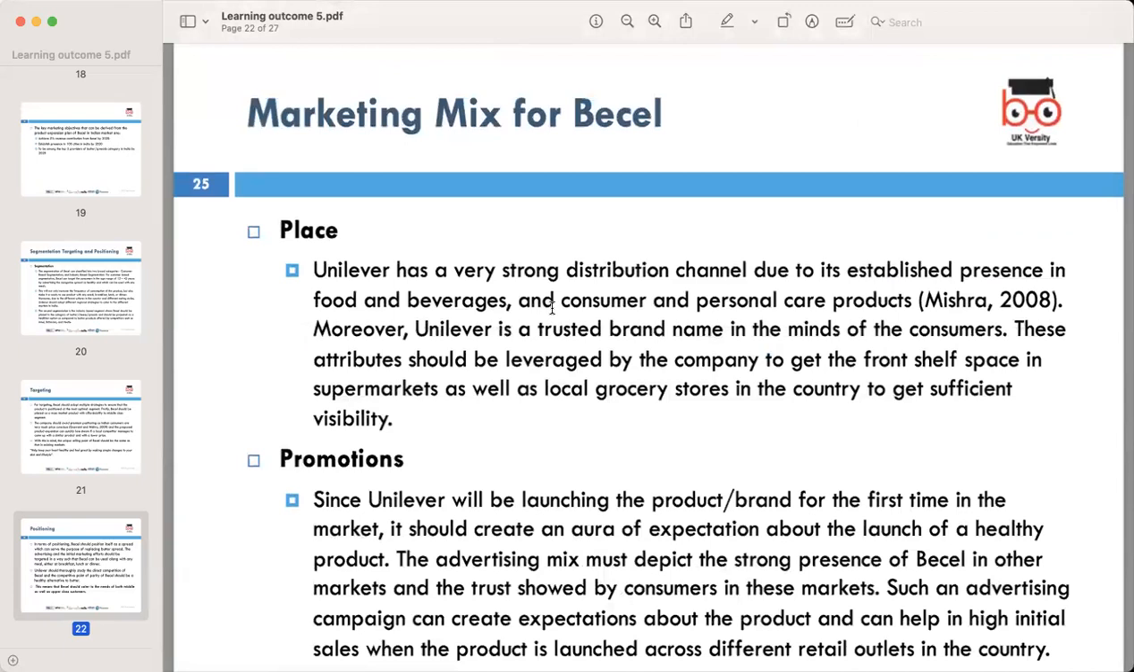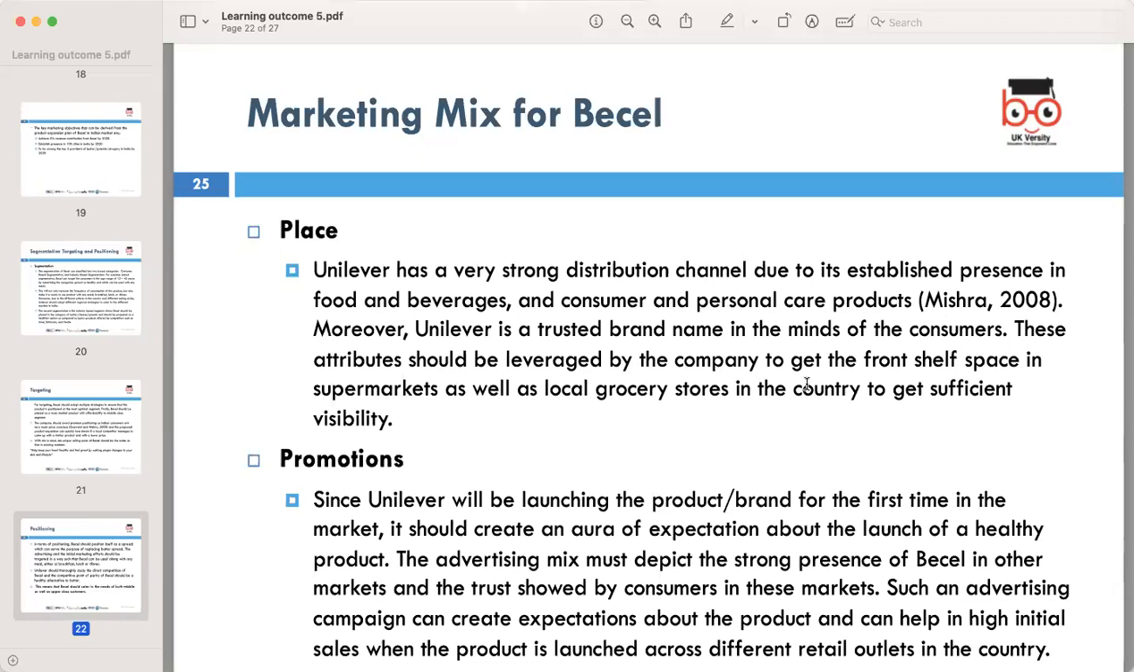Then the next one is place. Leveraging Unilever's strong distribution channel and established presence in food and beverages and consumer and personal care products, as Mishra says in his 2000 book. Moreover, Unilever is a trusted brand name in the minds of the consumers. So these attributes should be leveraged by the company to get the front shelf space in supermarkets as well as local grocery stores in the country to get sufficient visibility.